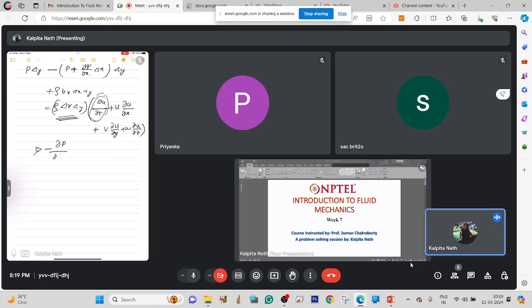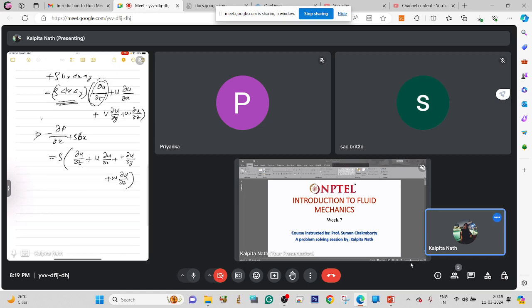So this will give us minus del p del x plus rho bx. This is the body force multiplied by density, into del u del t plus u del u del x plus v del u del y plus w del u del z. So this is what we have learned about the Euler equation.